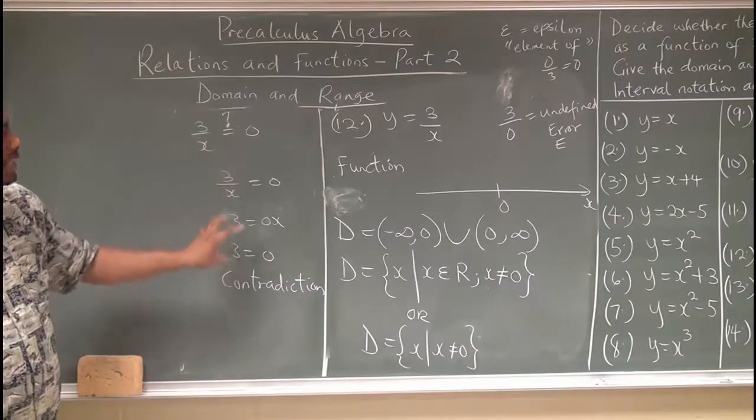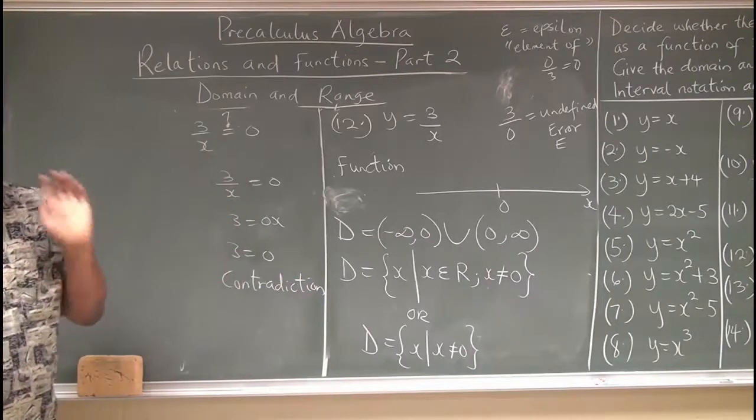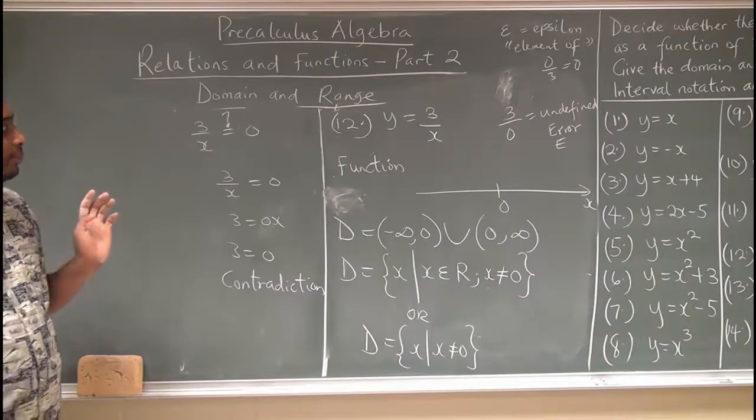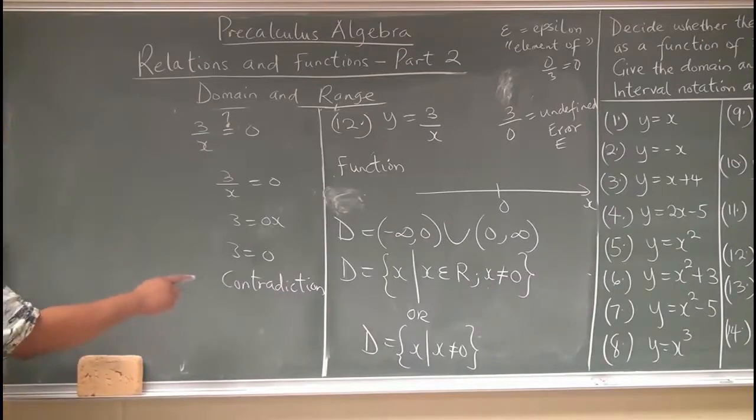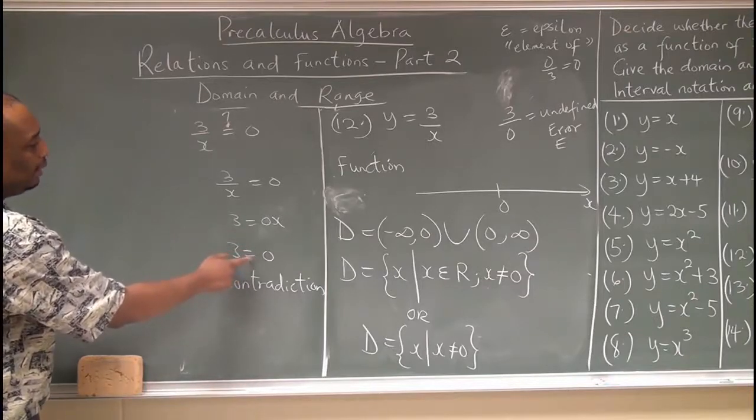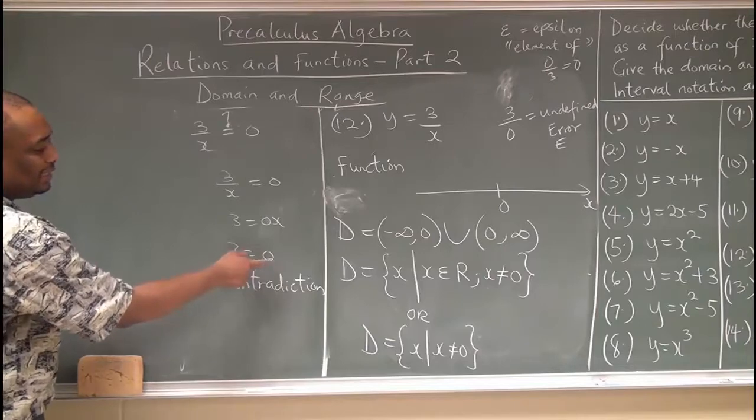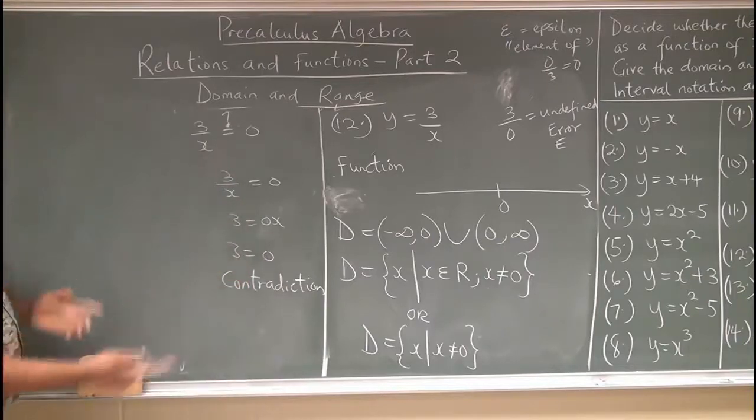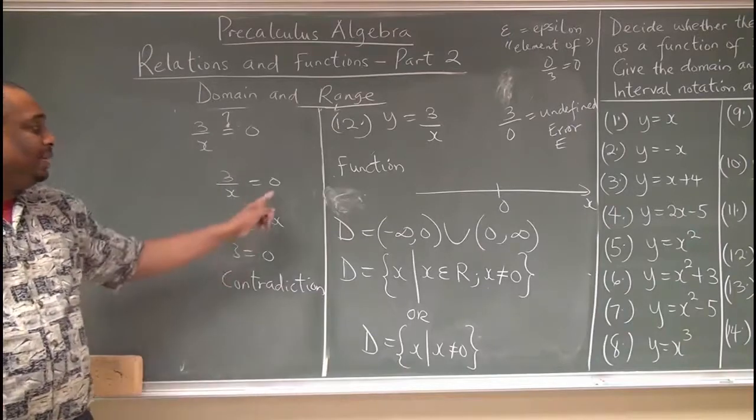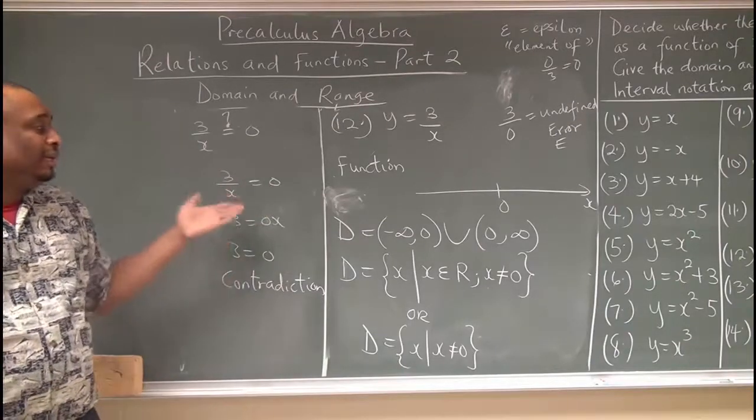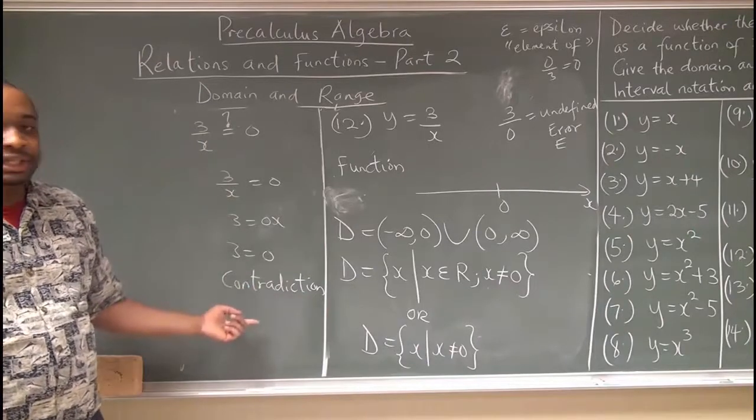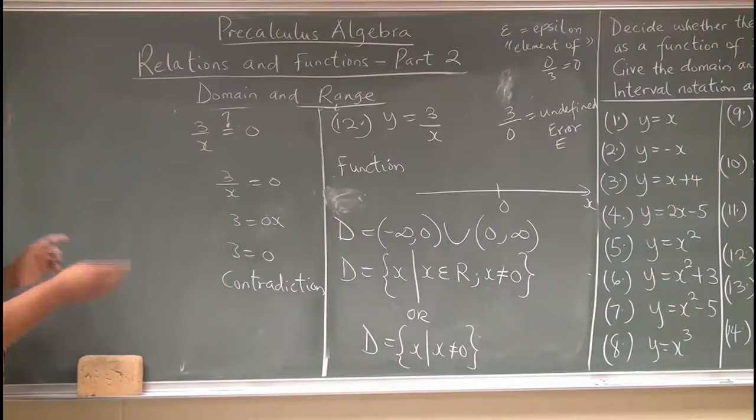So, in finding the range here, it cannot be just anything. The output will never be 0. It's not possible for you to divide 3 by something to give you 0. So, the range can never include 0. You see, it's a contradiction. But it can include any other thing.